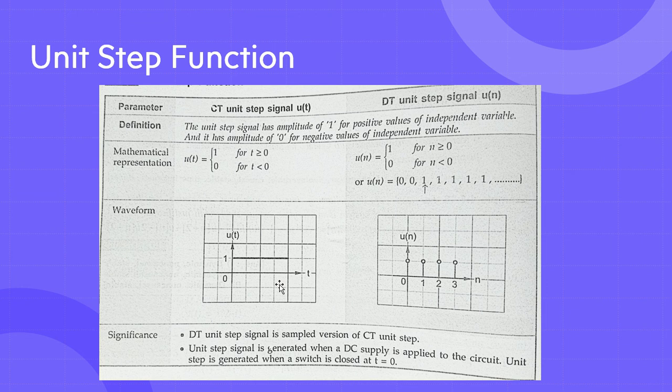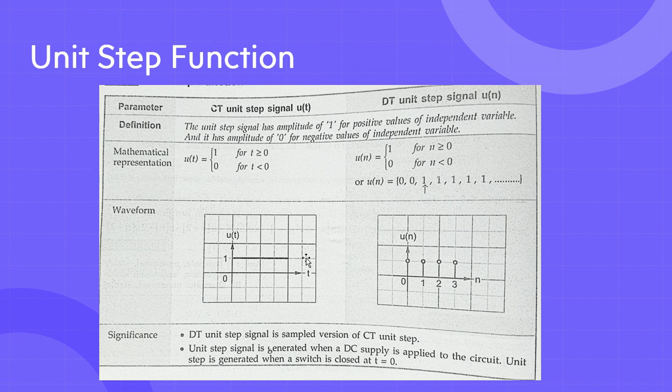And the unit step signal is generated when a DC supply is applied to the circuit. The unit step is generated when the switch is closed at t equals 0. When my switch is closed, at that time the unit step will be generated. Remember how a DC supply works. What is the frequency of a DC supply? It will be a straight line.